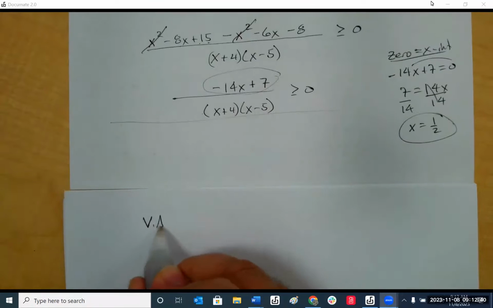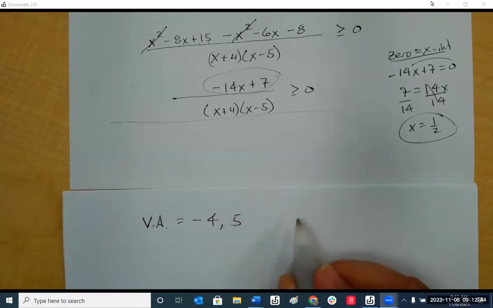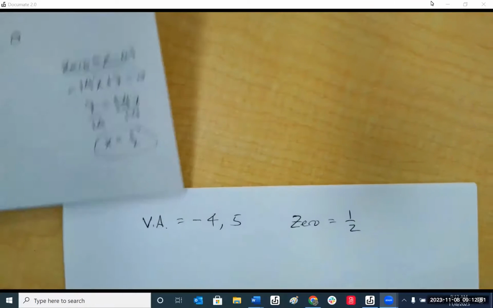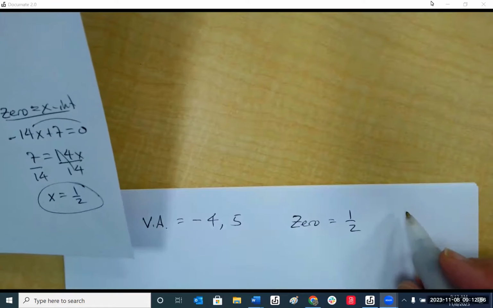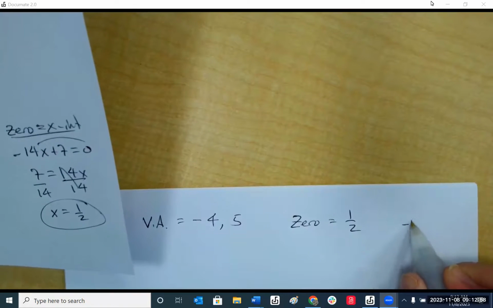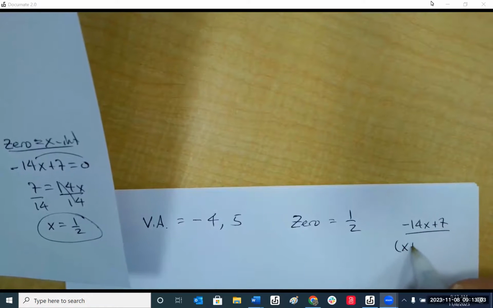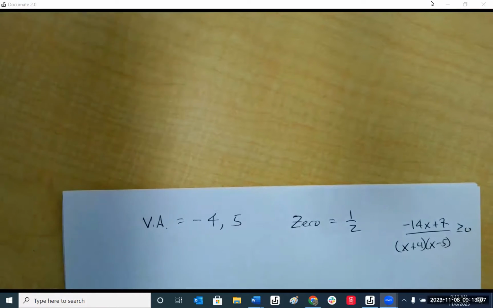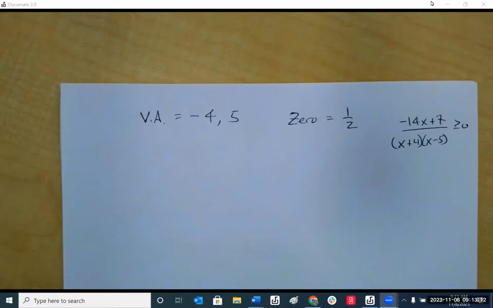So our vertical asymptotes were at negative 4 and 5. My zero was at 1/2. And the equation that I ended up with was negative 14x plus 7 over x plus 4 times x minus 5, which I'll use to solve it.